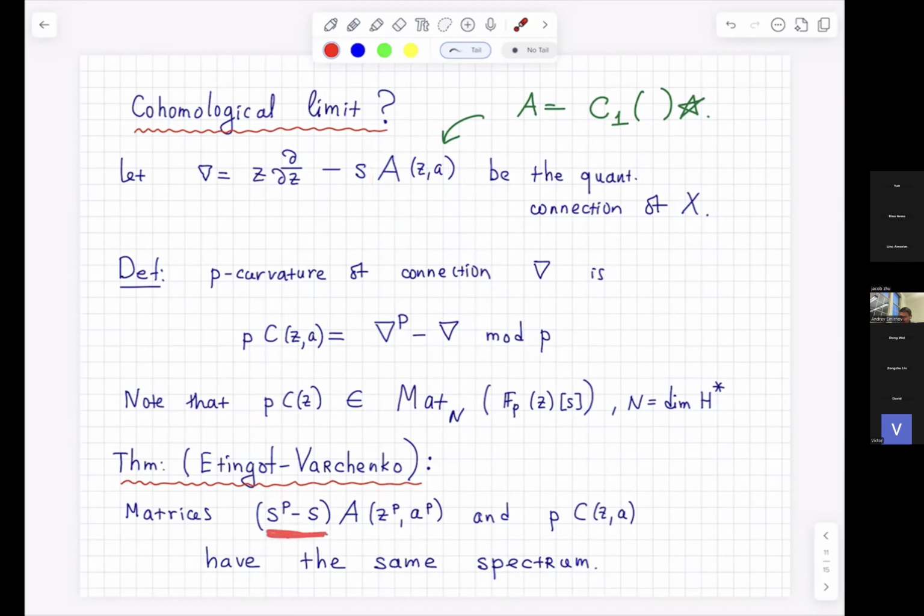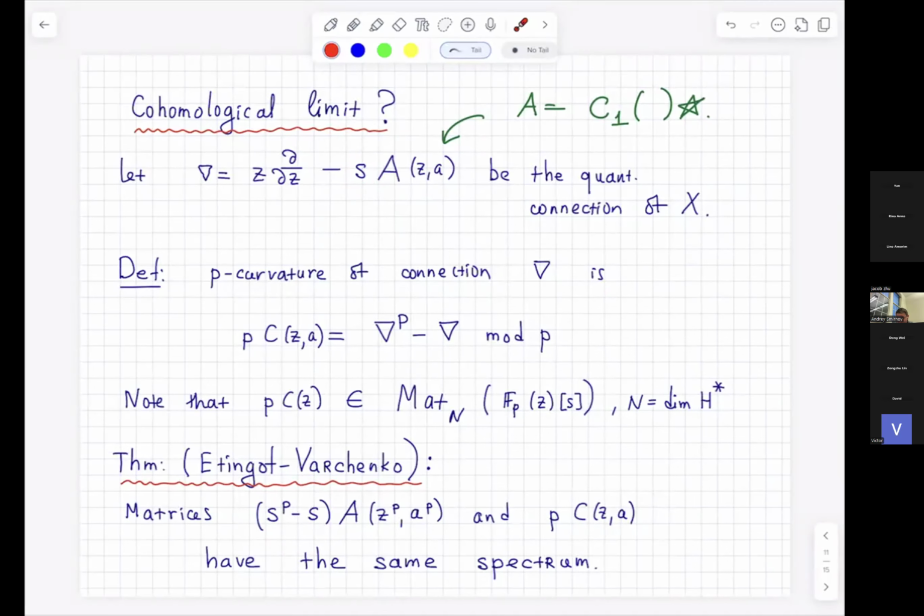What is S? I probably forgot to mention it. S is like a free parameter which I add in front of my matrix A. It's just a variable, so I don't impose any conditions on S. And so this result, on the nose, looks very similar to what we discussed before.